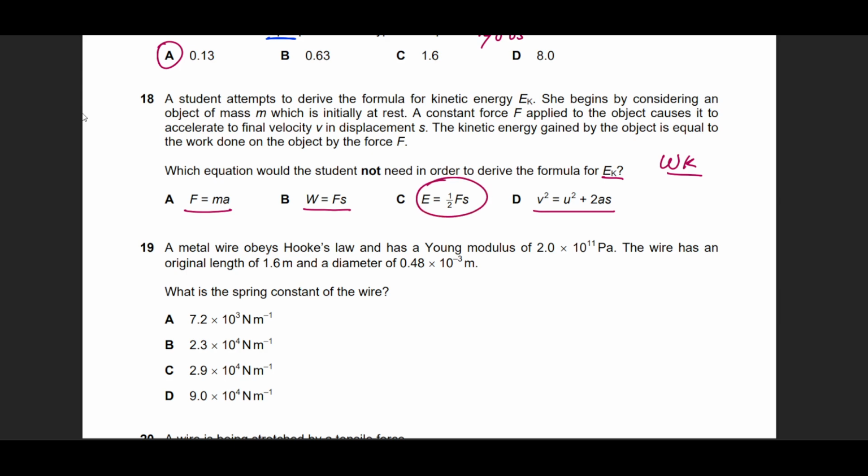Where this equation is given to you as Fs, it is basically the formula for the strain energy of the spring, half Fx. So don't be fooled by this. This is what is not required and will not be a part of the steps going from this to this, or at least from this to half mv square.